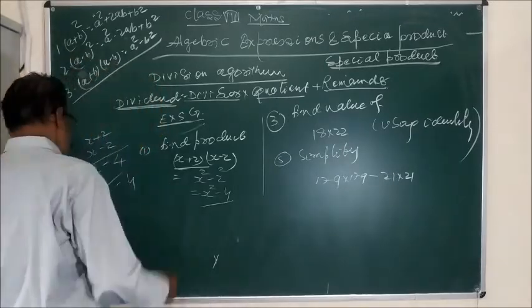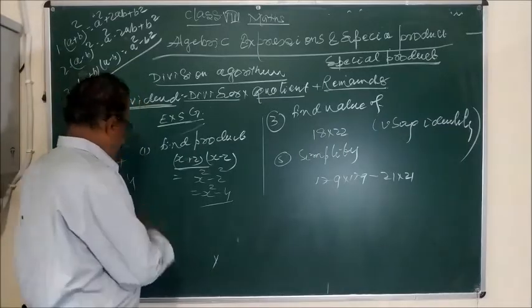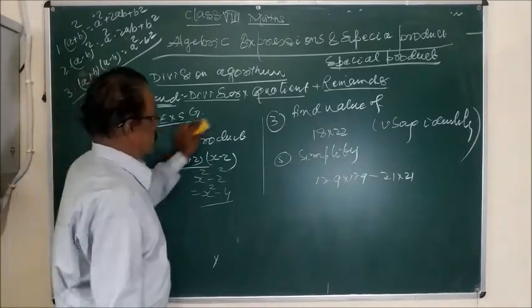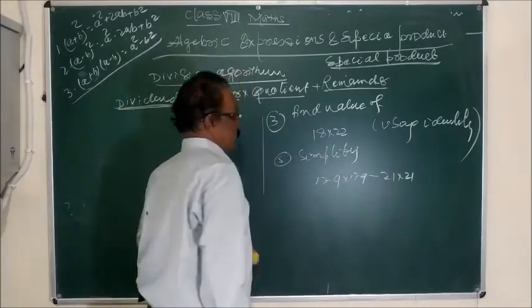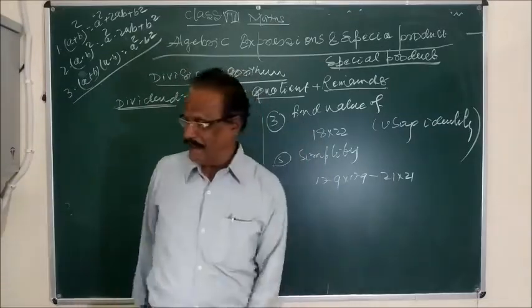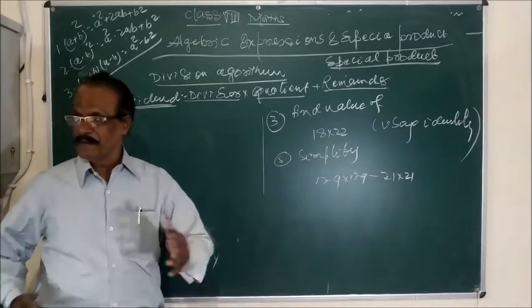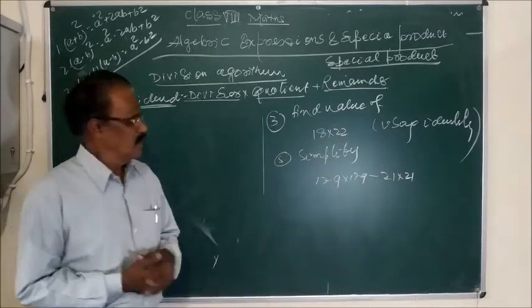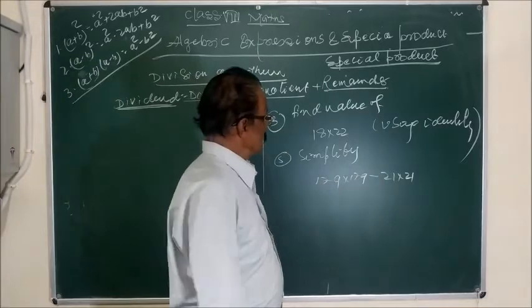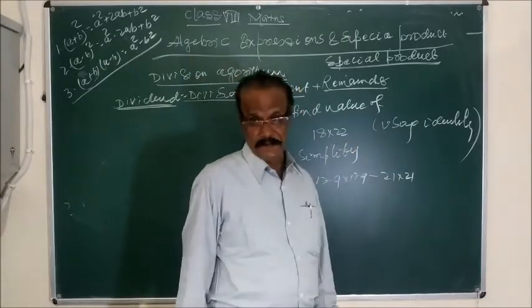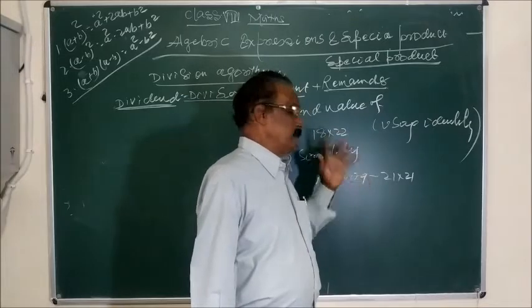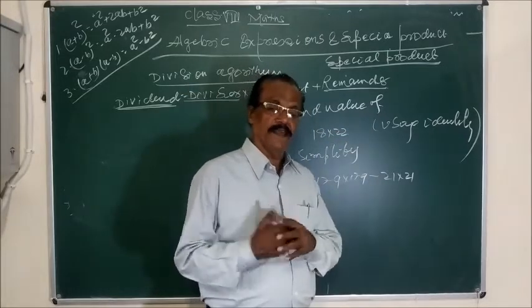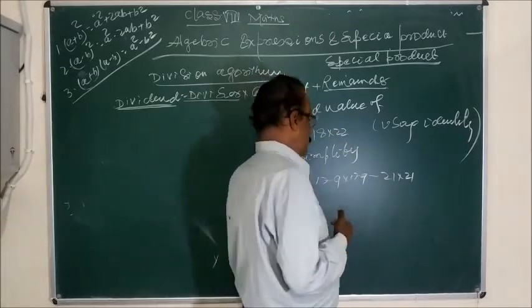Otherwise, you can find the product by the horizontal method or by the column method. Now you see, find the value of 18 into 22. What is that? This is a multiplication of class 3 or 4. No, but here it is given using the identity. This means you have to rewrite this question in the form of some algebraic form or method.